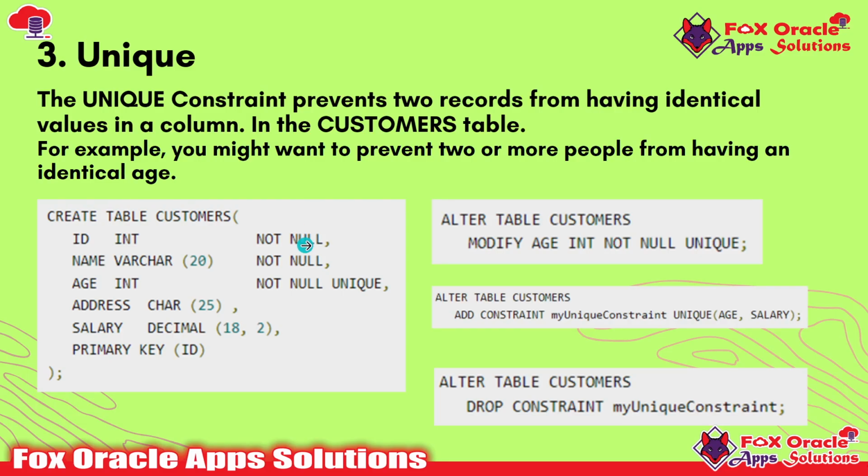So that's the way we can use the unique constraint. The unique constraint prevents two records from having identical values in a column. In the customers table, for example, you might want to prevent two or more people from having the same age. Here they added a unique constraint over the age, which means that in the customer table, two customers cannot have the same age. That kind of restriction is given.